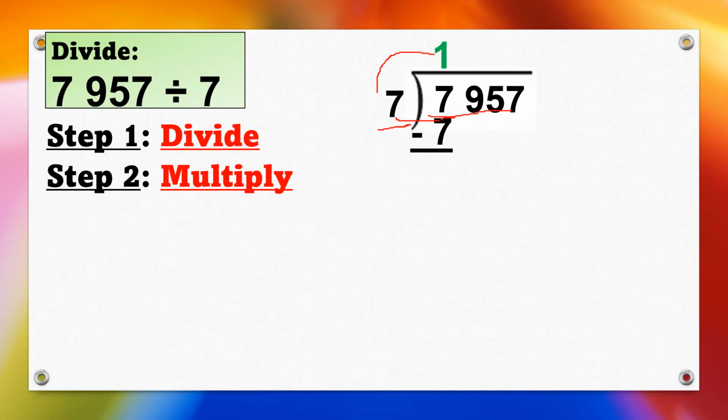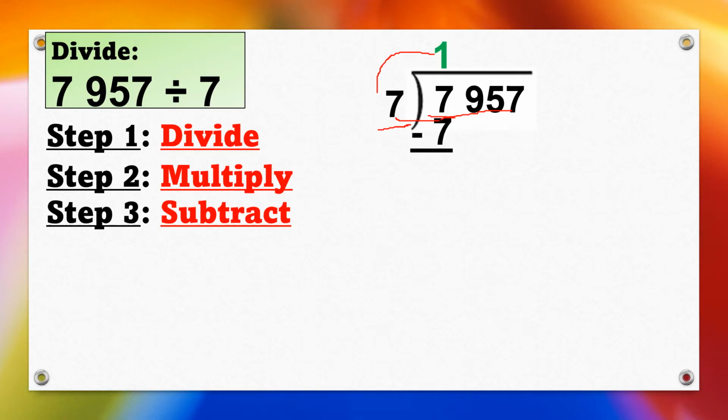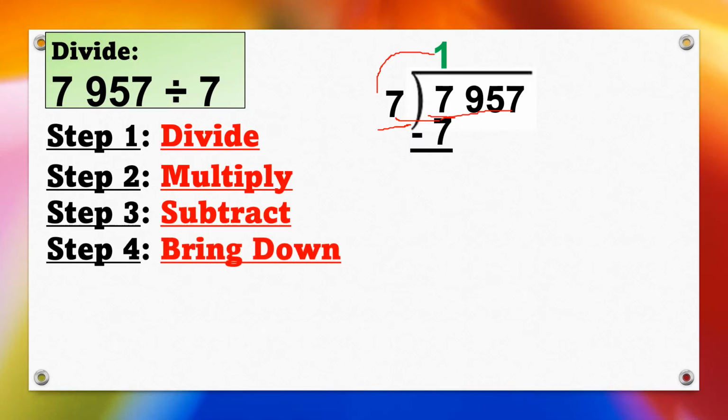So let's proceed to step number 3, which is subtraction. Subtract 7 minus 7. 7 minus 7 is equal to 0. So you do not need to write 0 here. But we have still remaining digit here. What will be the next step that we're going to do? Bring down the next digit. Our next digit here is 9. So you're going to bring it down.